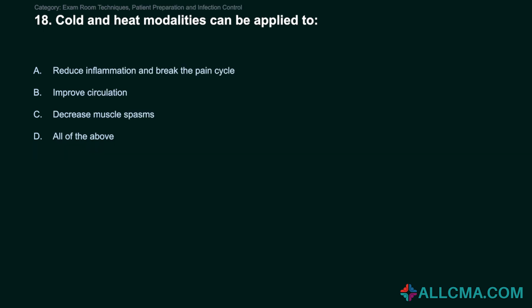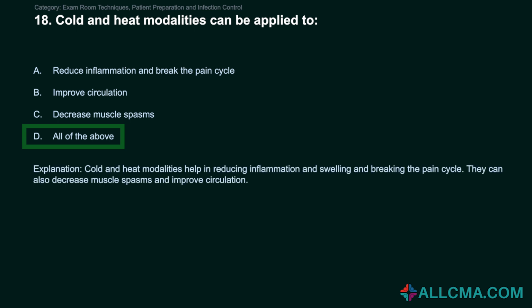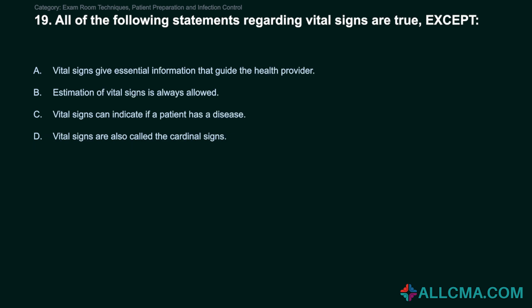the body. 18. Cold and heat modalities can be applied to: A. Reduce inflammation and break the pain cycle. B. Improve circulation. C. Decrease muscle spasms. D. All of the above. Correct answer: D. All of the above. Cold and heat modalities help in reducing inflammation and swelling and breaking the pain cycle. They can also decrease muscle spasms and improve circulation.